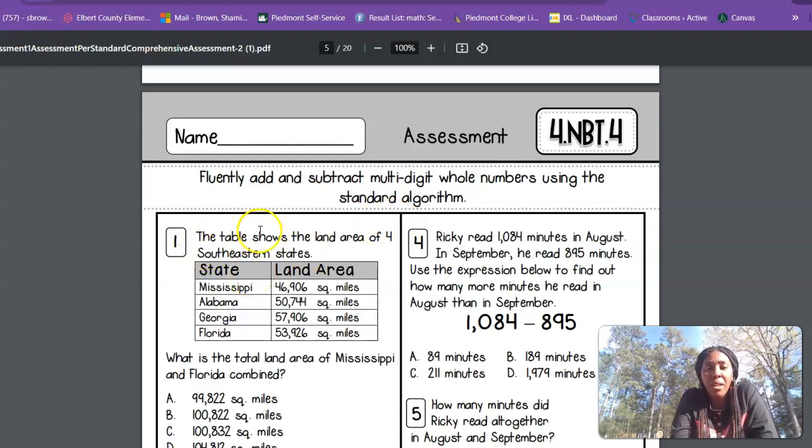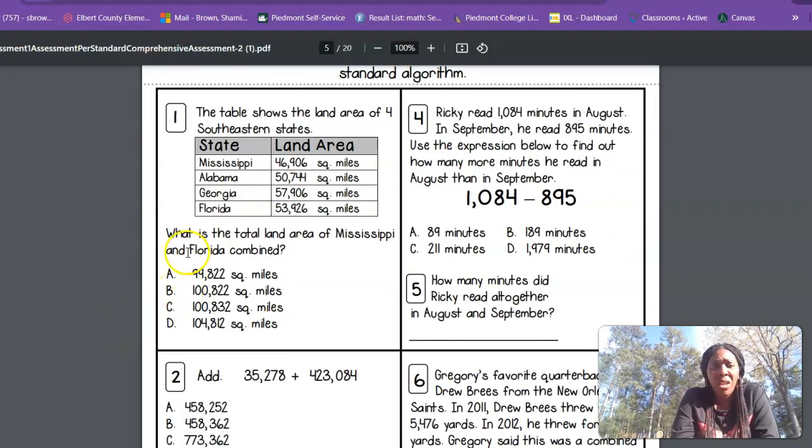So it says the table below shows the land area of 4 southeastern states. It gives you the state and then the land area in square miles. Number 1 says, what is the total land area of Mississippi and Florida combined? If they're combined, that means you're going to add them together and get a total. So you're going to add up the total for Mississippi and the total for Florida together to see what you get.